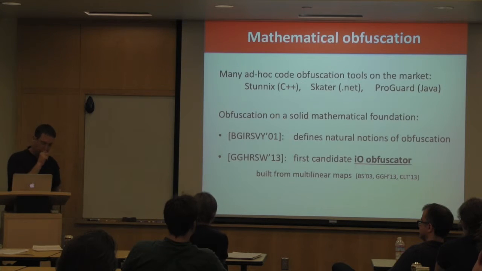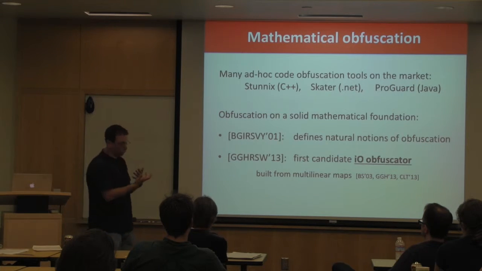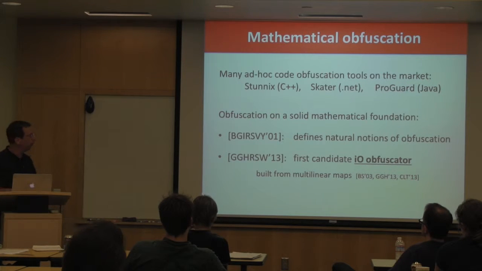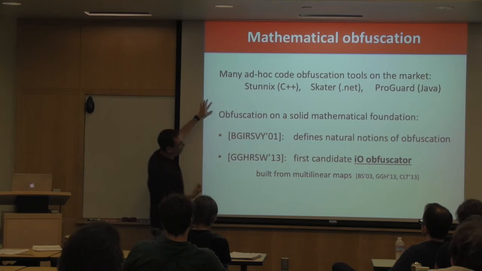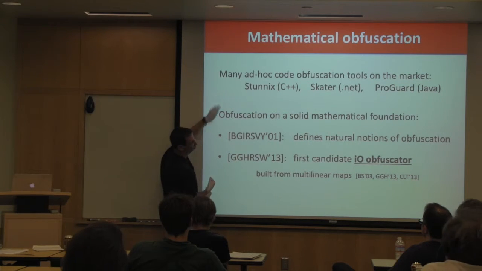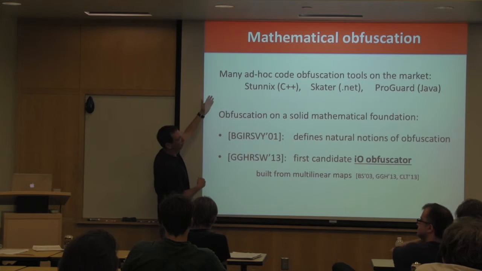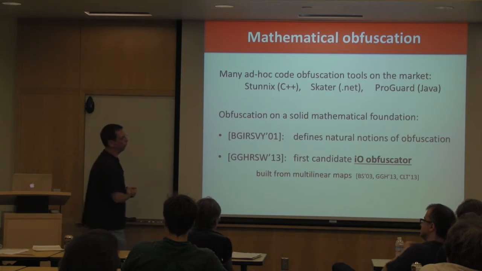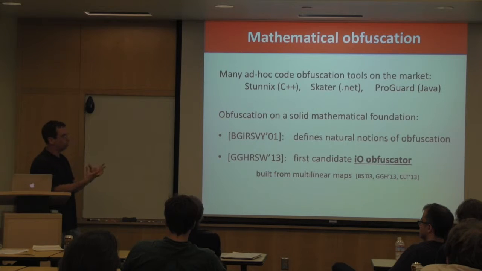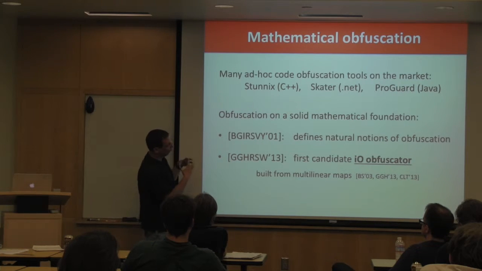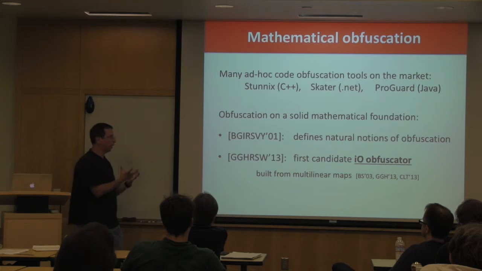So the big breakthrough happened with, first of all, understanding what obfuscation is. This is mathematical obfuscation. There are lots of ad hoc tools on the market. This is something that the world really wants to use, but none of these would have cryptographic strength. They all admit that with enough work, an attacker can actually recover secrets that are embedded in the code. So the first question was to understand, what does obfuscation actually mean?